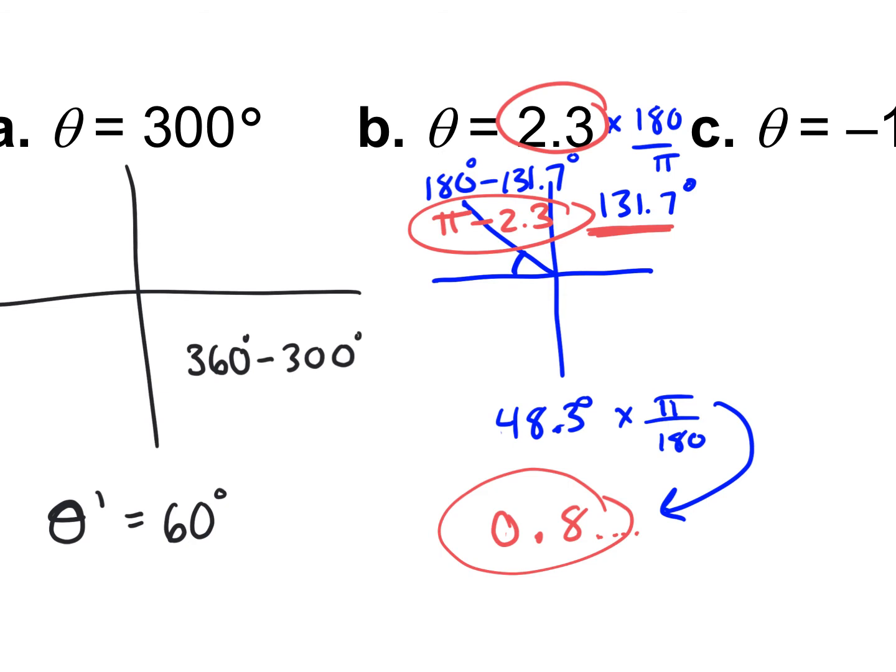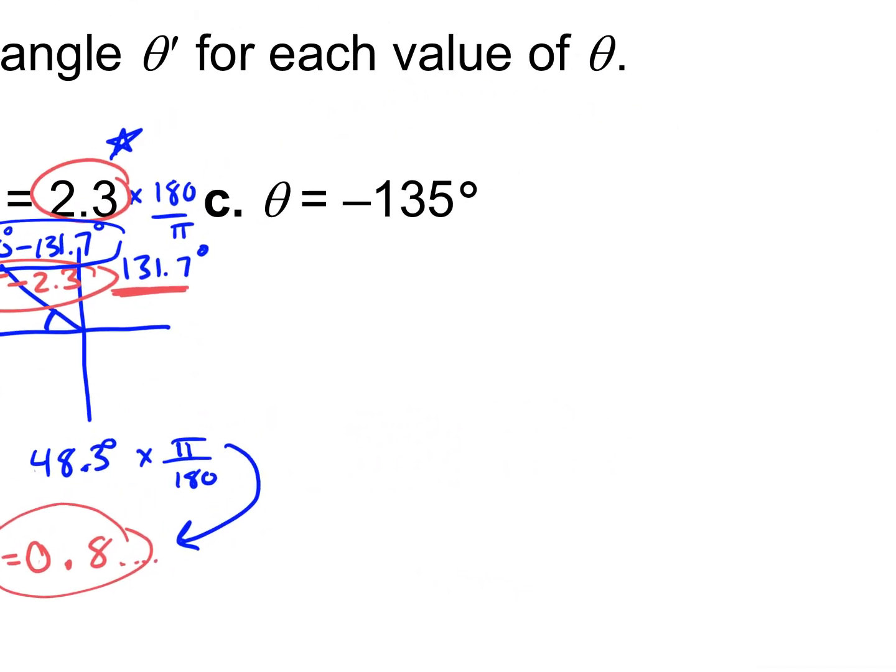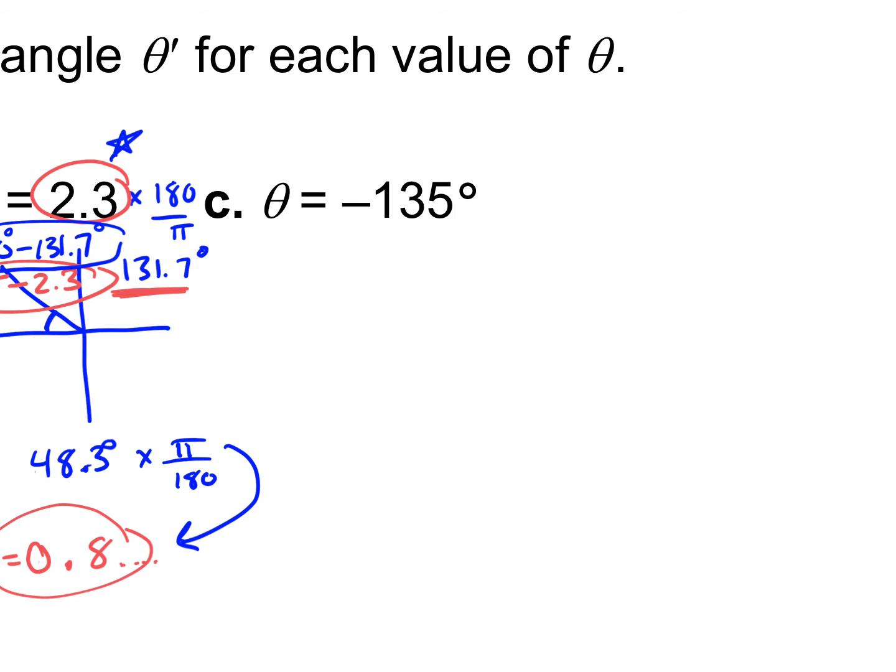Wait, why isn't it 131.7? What do we do with that? Because this is in degrees, since our question gave us radians, we have to convert it back to radians. So when we subtract those, we get 48? So this here is our reference angle. All right, let's look at C. Wait, our reference angle is 28?